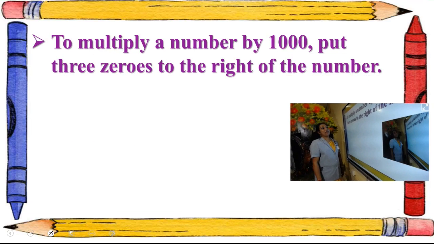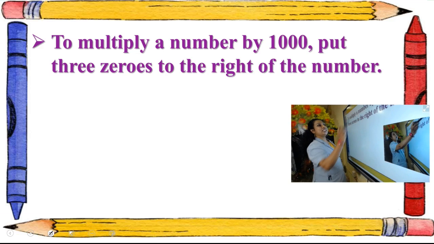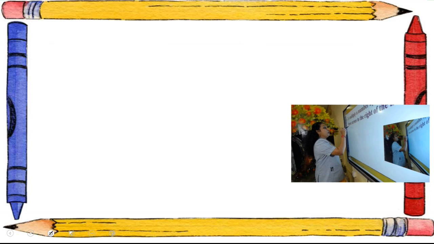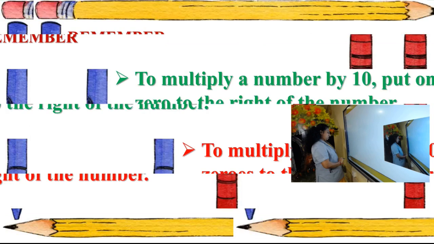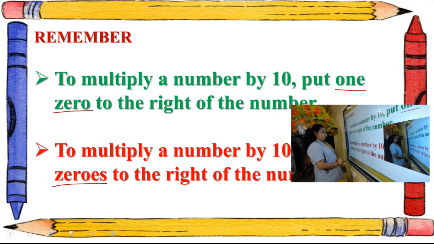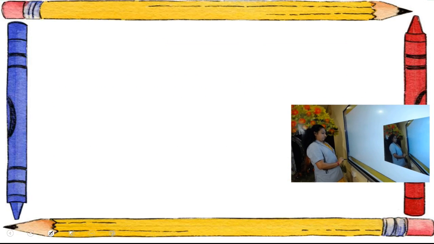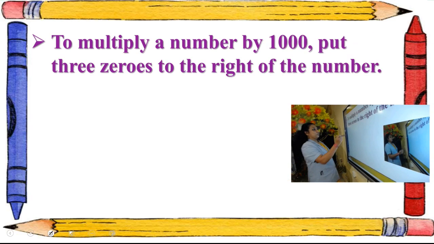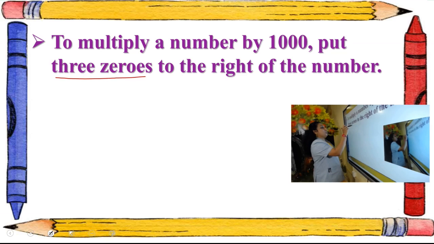Next, to multiply a number by 1000, what will you do? How many zeros are there for 1000? 3. So you have to put 3 zeros. How many zeros? 3 zeros to the right of the number.